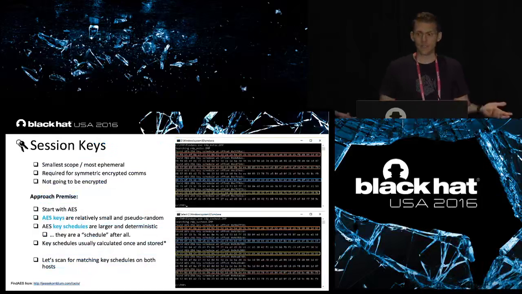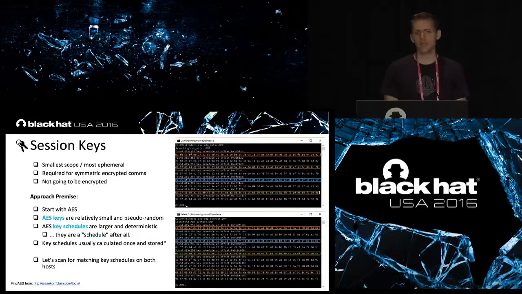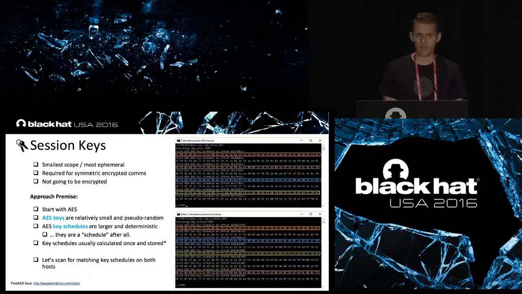Well, I decided to start with session keys because they're closest to the data itself. They're the most ephemeral. You're probably not going to encrypt something that needs to be used for active encryption, so the keys are going to sit in memory unencrypted. I started with AES because that's the preferred symmetric cipher for like everything. So AES keys themselves are random, right? They're small for the most part compared to memory, and they're very random. So you shouldn't be able to detect them. So how do we detect them?